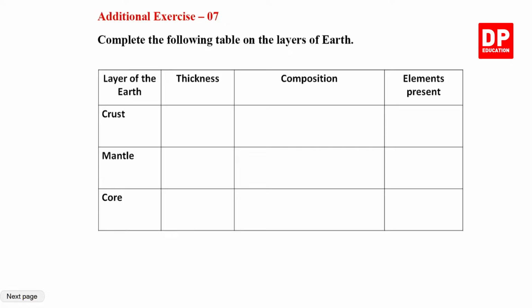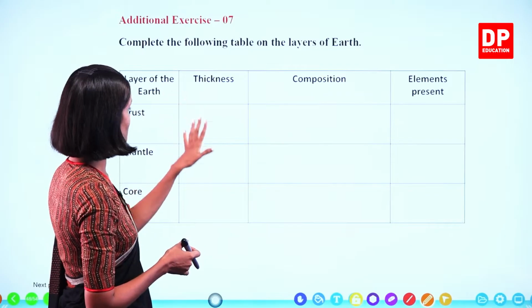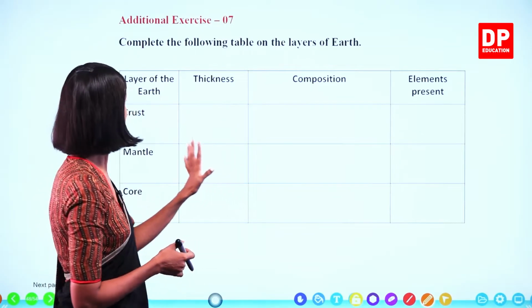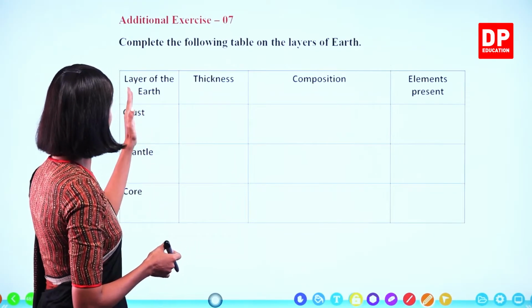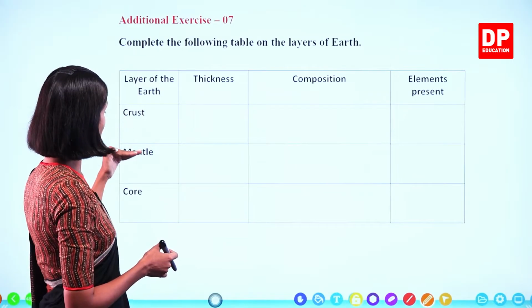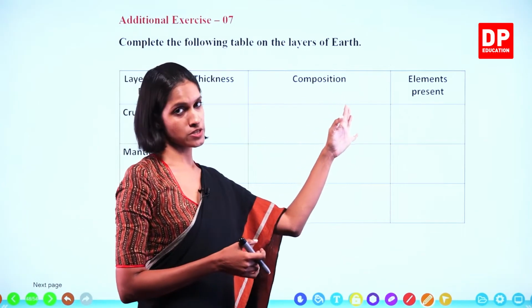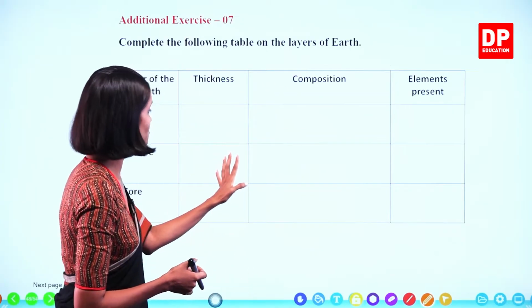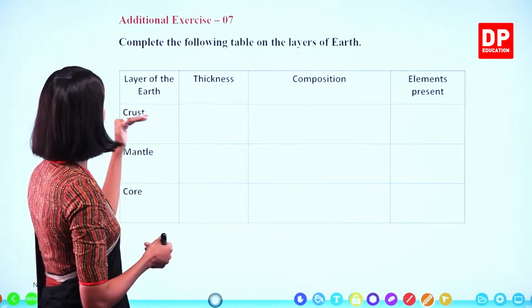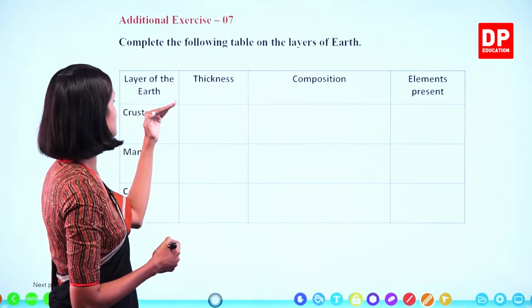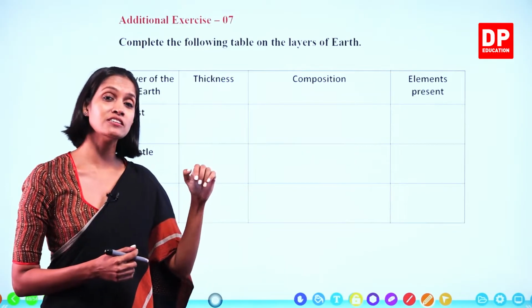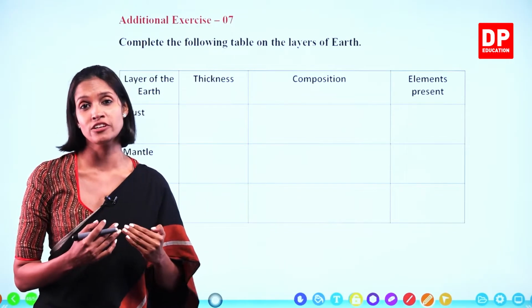Right. Exercise number 7. Complete the following table on the layers of earth. Right? We did something similar during the lesson. So the first column, layer of the earth: crust, mantle, core. Thickness, composition, elements present. Now we are very familiar with these type of things, right? So when we consider the crust, what is the thickness? When we consider the crust, the thickness is not even, right?